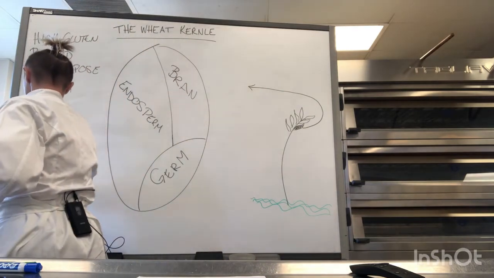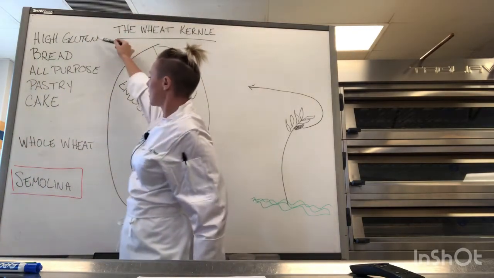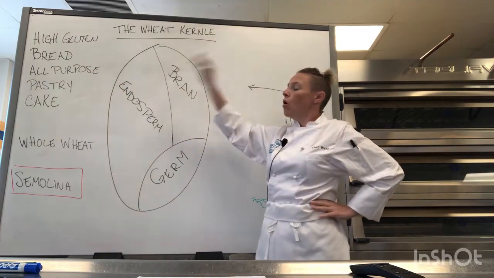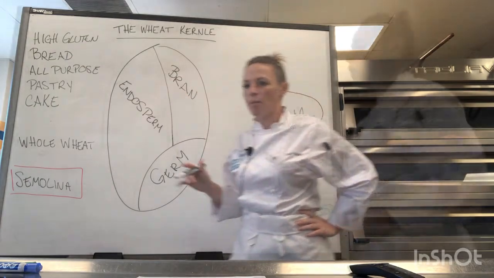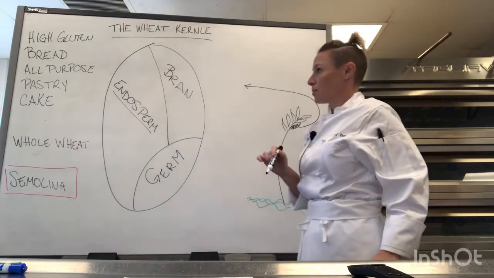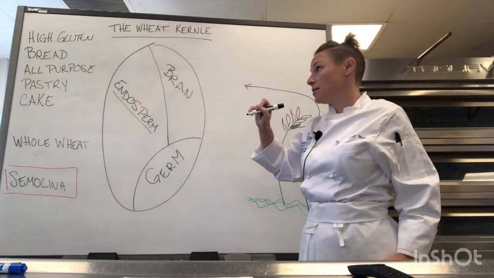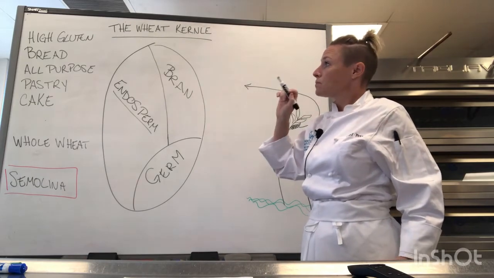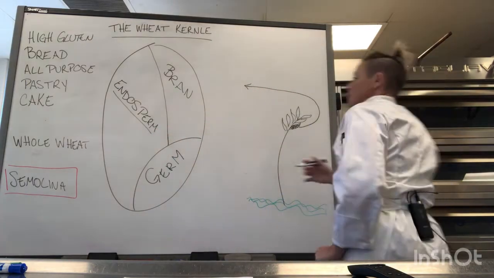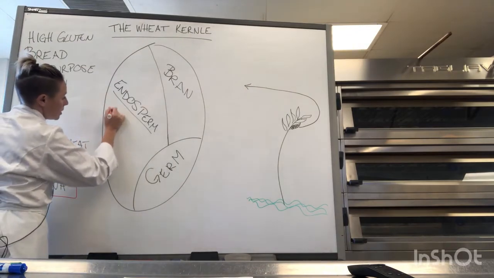Semolina we're going to ignore for now because it comes from a different plant. So for right now, concentrate on high gluten, bread, all-purpose, pastry, cake, and whole wheat. All of these flours come from the endosperm. The difference in these flours is the protein content. So let's go back to the wheat kernel. Your endosperm contains your two gluten proteins. So your endosperm contains protein.